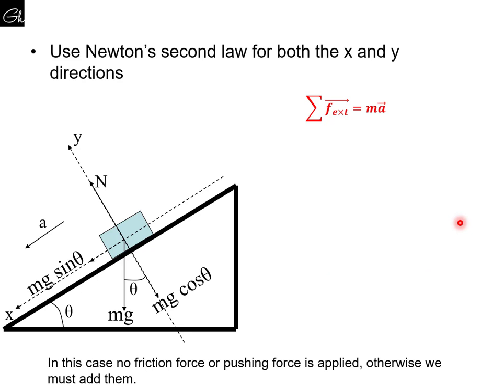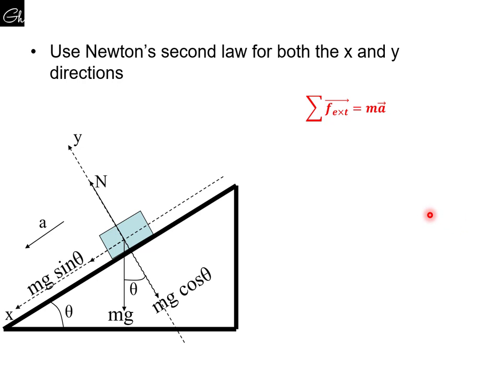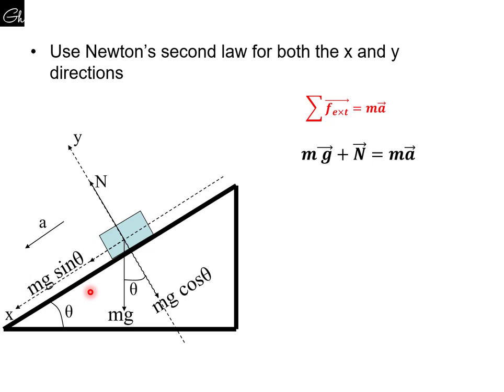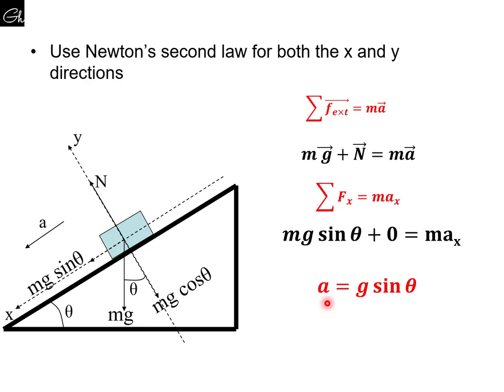Now let's project Newton's second law along the x-axis. Along the x-axis, the only force acting is mg x, which is mg sine theta. Then we can write the sum of the forces equal to m times a, and along the x direction, mg sine theta plus 0, since the normal force is not acting along x, equals m times a x. Finally, the acceleration along the x-axis will be equal to g sine theta.